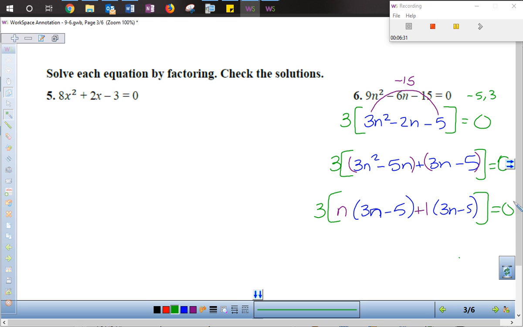Now let's see what I have when I'm all done. I bring down my 3. My binomials that are the same are the 3n minus 5. And whatever I'm left with is that n plus 1. And of course I set it all equal to 0.